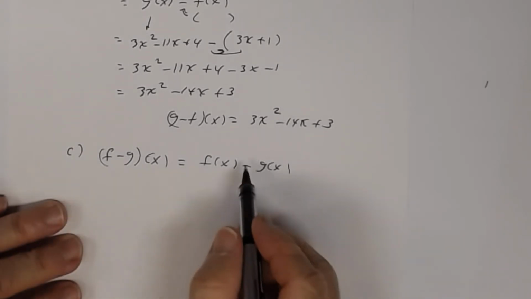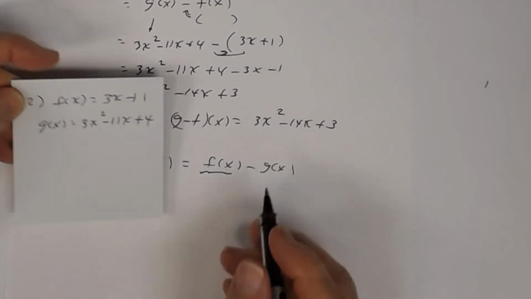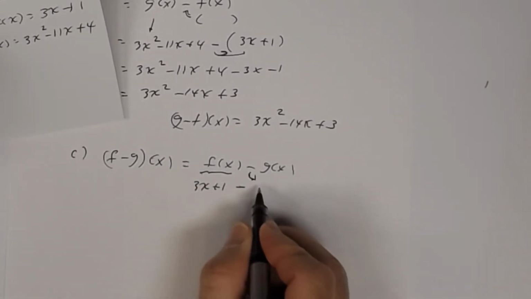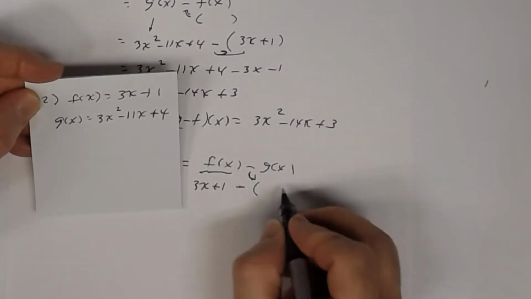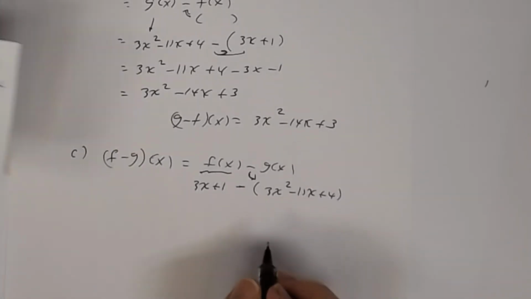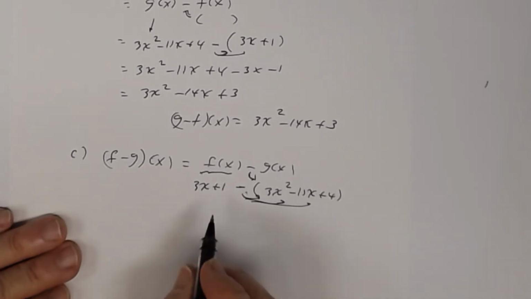Okay, and so f of x, remember, is this linear function 3x plus 1. But remember, you're subtracting, so you have to put that in parentheses. So g of x is this quadratic function, 3x squared minus 11x plus 4. And now get rid of the parentheses, distribute the negative 1, or take the opposite of each term.